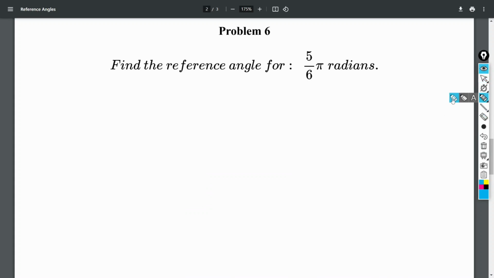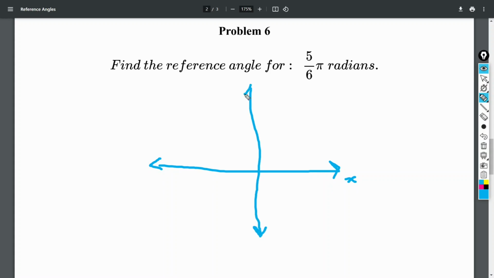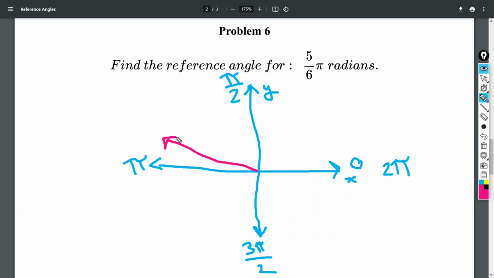All right, so this one we're going to find the reference angle for 5 pi over 6 radians. So if we draw out our x-axis, draw out our y-axis, then we have 0 radians, pi over 2 radians here, pi radians here, 3 pi over 2 here, and then full circle will be 2 pi. So where's 5 pi over 6? Well, that's slightly less than 6 pi over 6, which would be 1 pi. So it's slightly less than that.